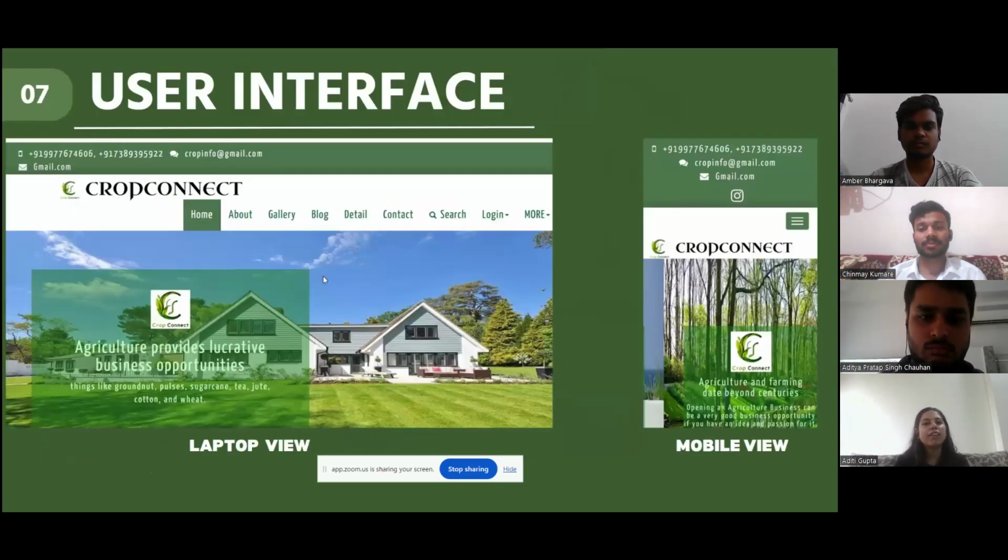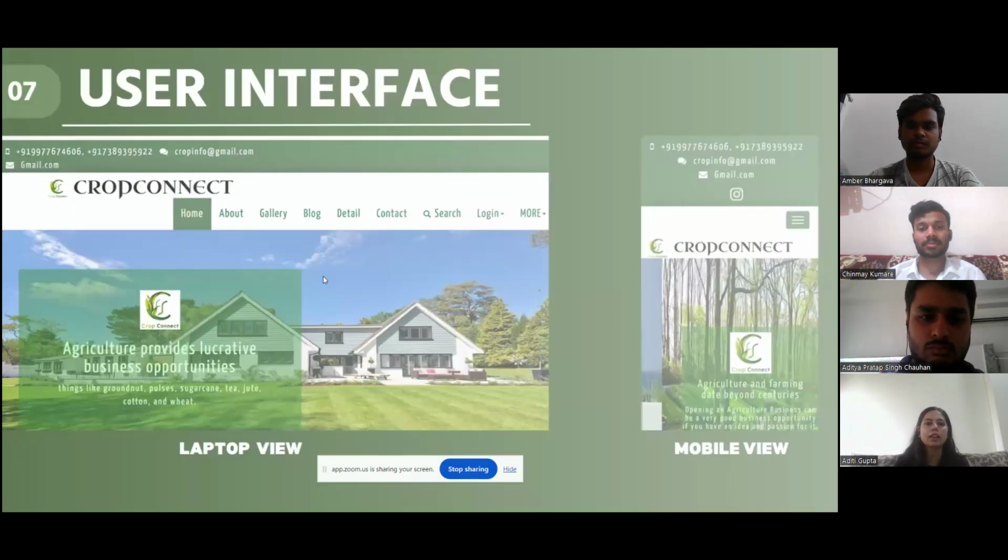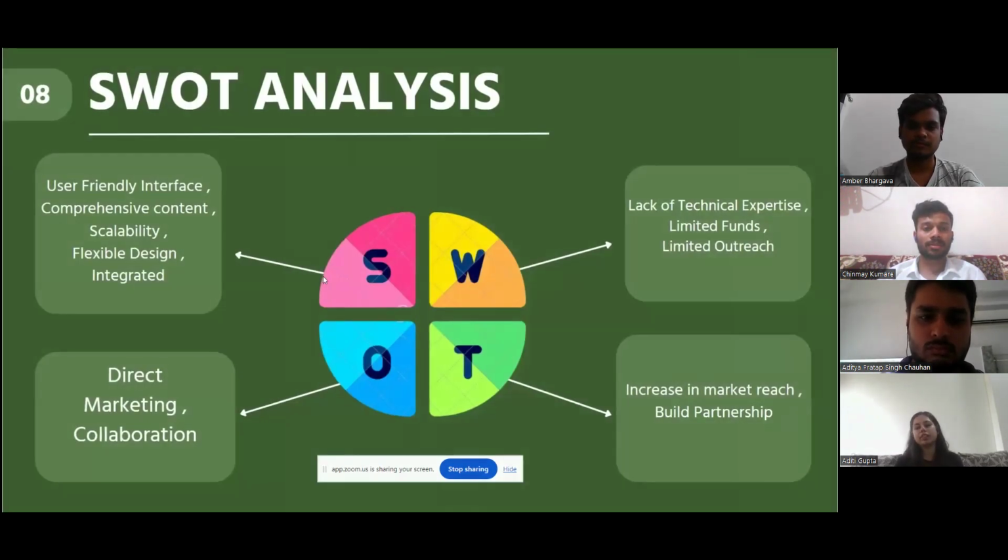Okay, so we have also done the SWOT analysis for our project, which will be further explained by our team members. Talking about the strengths, it is user-friendly, comprehensive, scalable, reliable, and has a flexible design with great integrity. As far as the weaknesses, since we are college students, we lack technical expertise. We have limited funds and limited outreach.